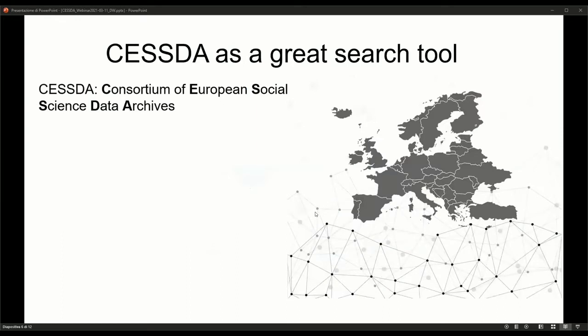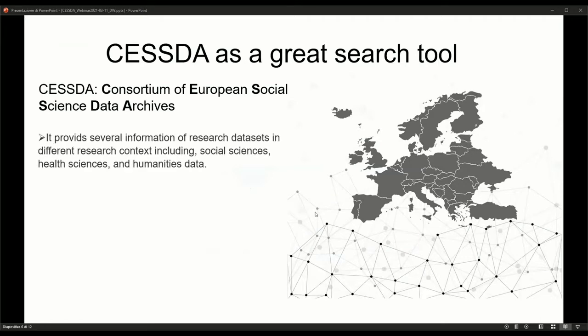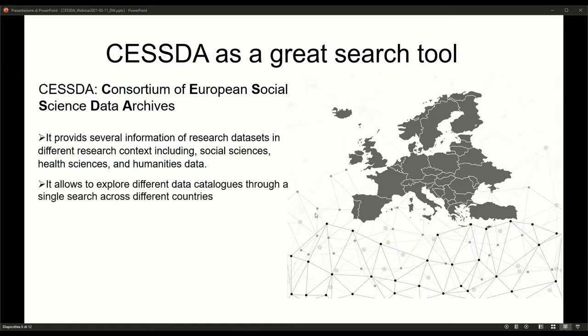So the Consortium of European Social Science Data Archives is a great search tool which can help to find the right dataset. It provides information on research datasets in different research contexts, including social sciences, health sciences, and humanities data. It allows you to explore different data catalogs through a single search across different countries, which probably is the most useful feature of the service.